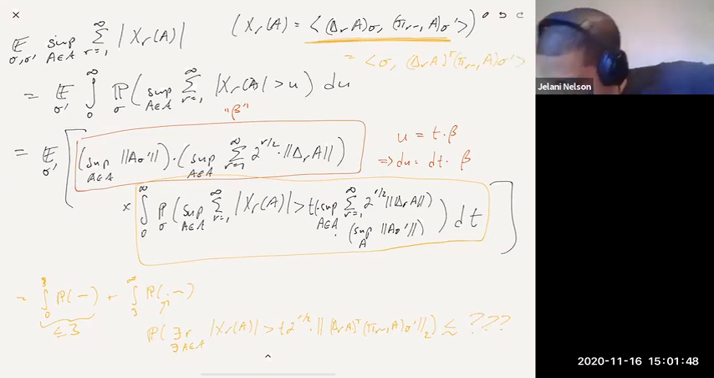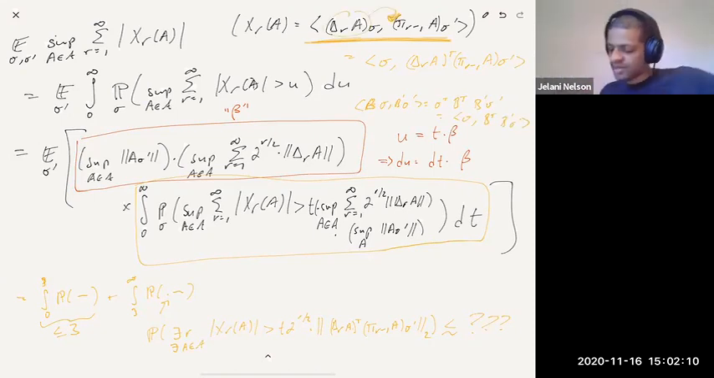Does that make sense? Like if I write b sigma dot b prime sigma prime, that's the same thing as sigma transpose b prime sigma prime, which is the same thing as sigma dotted with b transpose b prime sigma prime. So I can move this matrix to the other side by transposing it, right? And then I can do Khinchin's inequality.